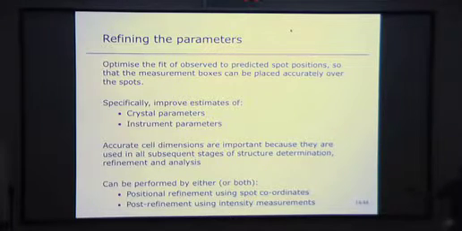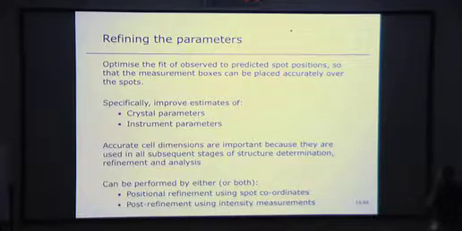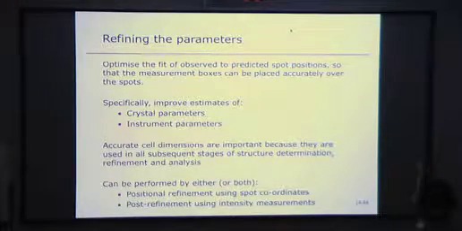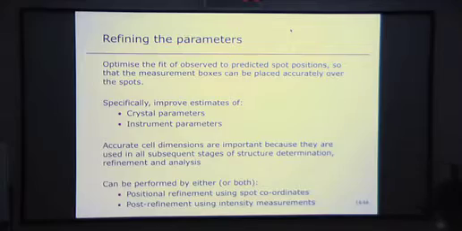As I said before, accurate cell dimensions are important because they are used in all subsequent stages of structure determination. And we can perform this refinement process either by a positional refinement, which uses the spot coordinates on the detector, which is fairly easy to understand, and most people can get a handle on it fairly quickly. Or we can use post-refinement using intensity measurements. And it's called post-refinement because it can only be done after you've got an estimate of the intensities of the spots.